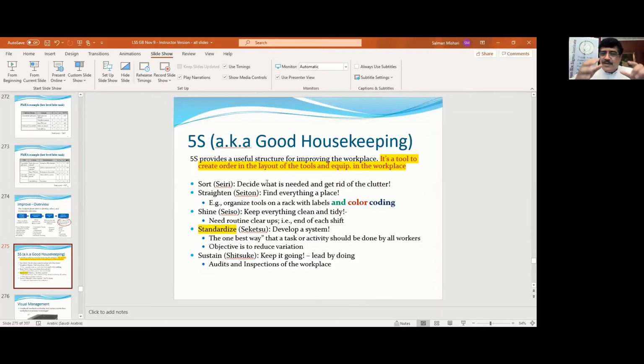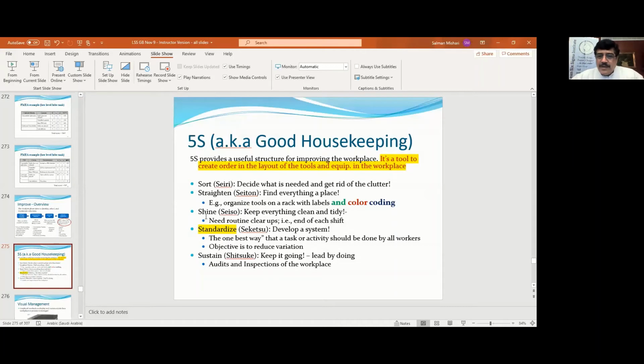You need to straighten these things. Straightening means you find everything a place. My screwdriver is always here. My remote control is always here. Whatever it is, it's always there. My tool, my procedure. It's not like, okay, where is the procedure? Where is it? Nobody knows where it is. So everything is in a place. Straighten means you find everything a place.